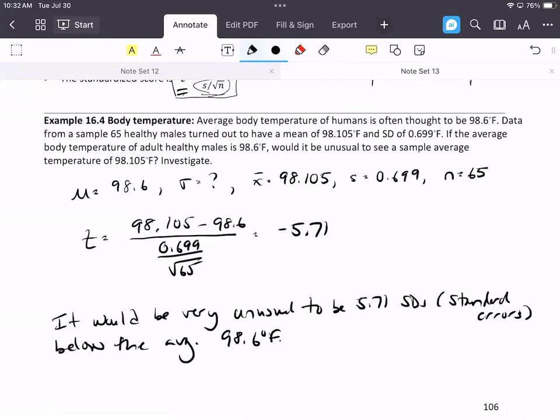Does that mean that we can say it is actually that 98.6 is too high? No, this is just a small study of only 65 men, healthy men. We would need to do a lot more sampling, a lot more studies to actually change the average body temperature as a whole. Remember, we use the t-score if we don't know that population standard deviation.